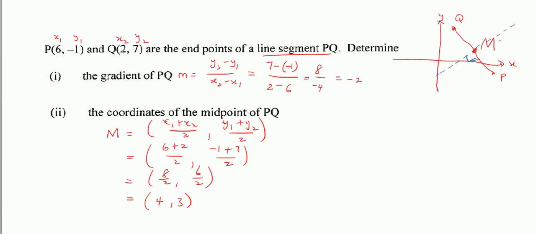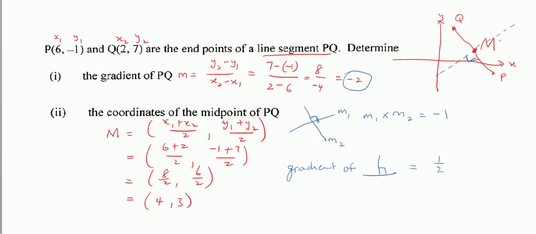So here's something that you need to know. When you have two lines, and the gradient of one is small m1, and the perpendicular line, so this is 90 degrees here, is m2, for the lines to be perpendicular, m1 multiplied by m2 should be minus 1. We already know that the gradient of PQ is minus 2. Therefore, the gradient of the perpendicular bisector should be a half, because minus 2 multiplied by a half gives me minus 1, right?